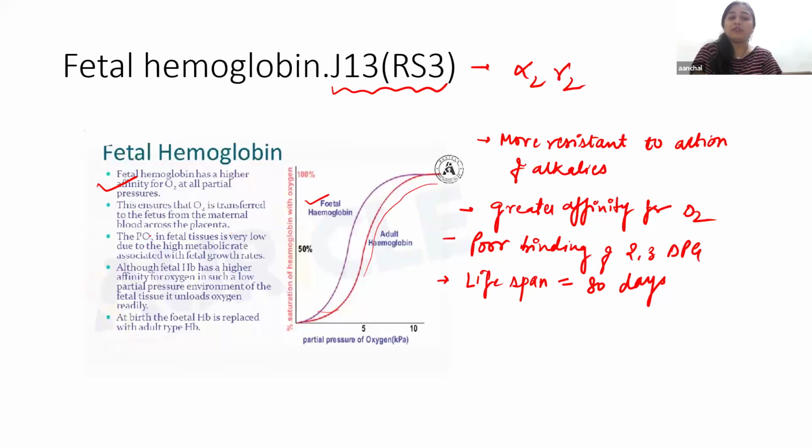Then the PO2 in fetal tissue is very low due to the high metabolic rate associated with fetal growth rates. Although fetal hemoglobin has a higher affinity for oxygen, in such a low partial pressure environment of the fetal tissue it unloads oxygen readily, and at birth the fetal hemoglobin is replaced by adult hemoglobin. What happens is that after 2 to 3 days of birth, the fetal hemoglobin starts being replaced by adult hemoglobin.